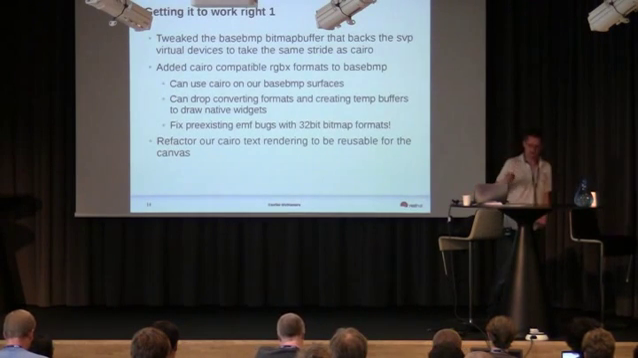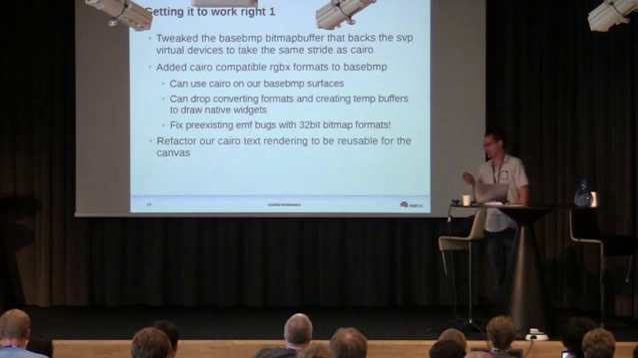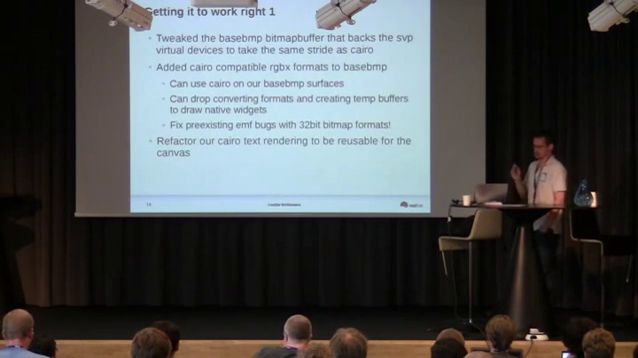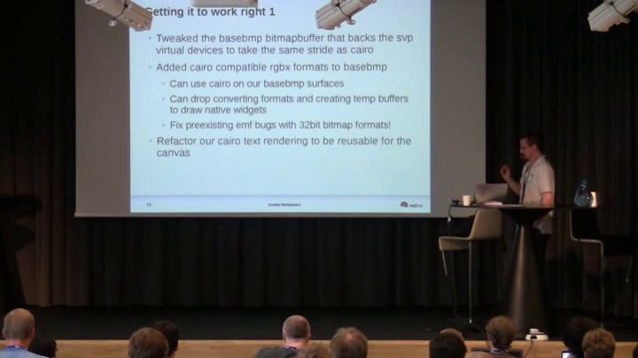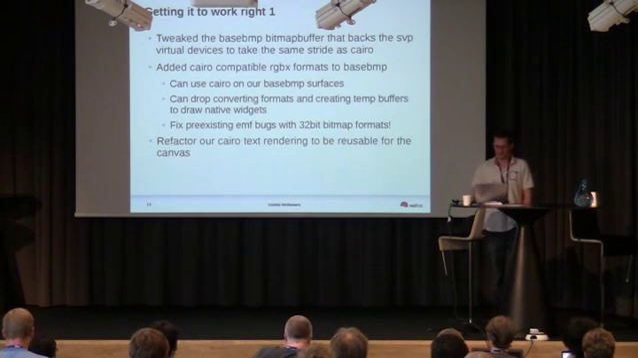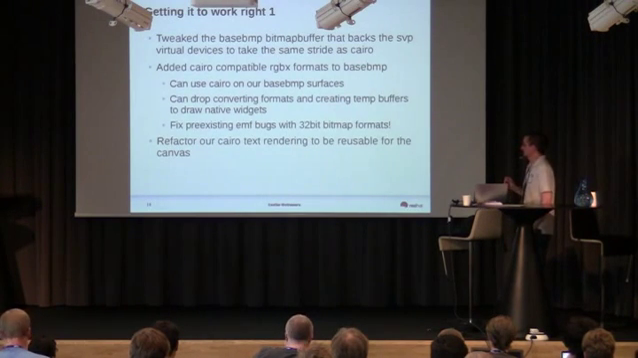So creating the RGBX format for our backend allows us then to use Cairo to draw directly to our surfaces, and then we can copy directly from our surface to the Cairo context provided in the draw handler.